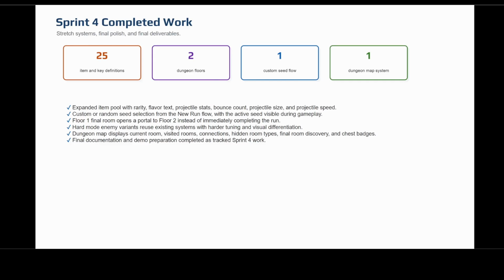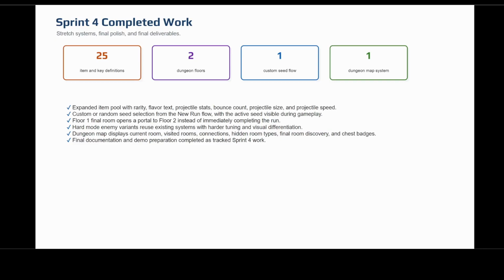Sprint 4 was focused on stretch features and final deliverables. The expanded item system made the game more interesting by adding a larger item pool, rarities, new player projectile stats, projectile bounces, projectile size changes, projectile speed, and item flavor text. I also added custom and random seeds, which allow a run to be reproduced later.